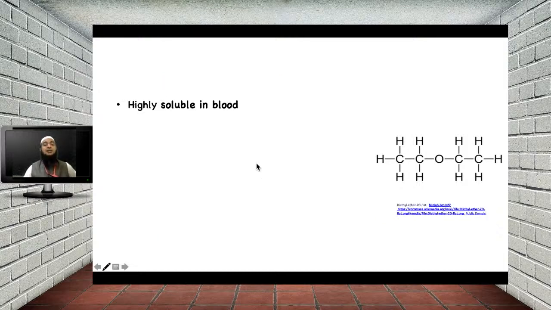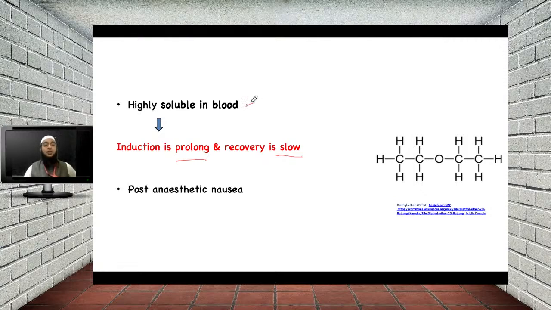Next important thing is that it is highly soluble in the blood, and we have seen in the factors affecting induction and recovery that if a drug is highly soluble in the blood, how does it affect induction and recovery? A highly soluble drug takes more time for induction. So induction is prolonged, and recovery is slow, because these drugs are highly soluble in the blood. So it is not an ideal anesthetic agent. In addition, it produces post-anesthetic nausea. Means after anesthesia it produces nausea, and in some patients it also produces vomiting.